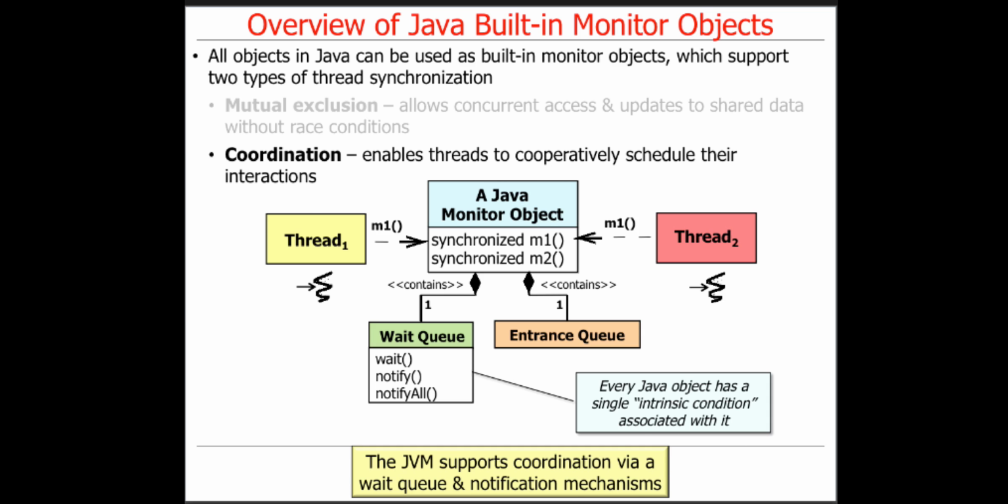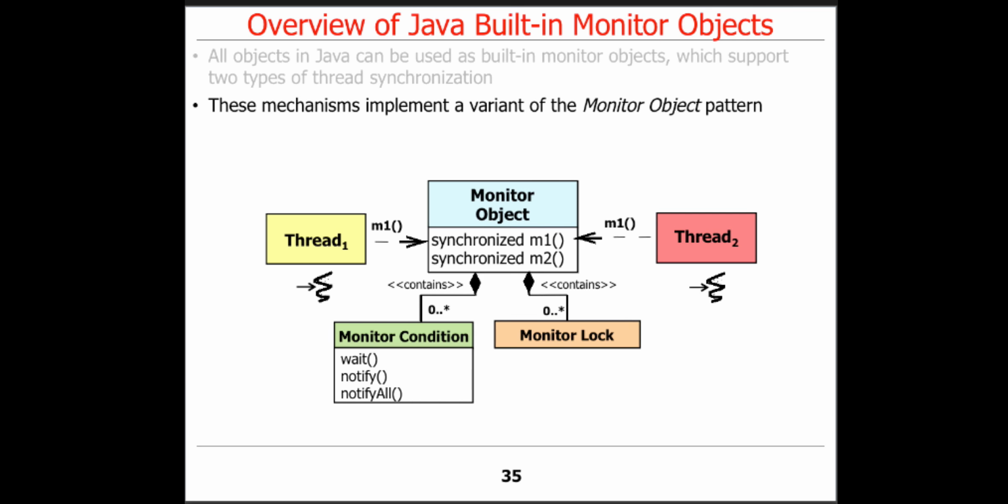They don't call it this in the documentation, but you could call it the intrinsic condition. So you have an intrinsic lock, which is talked about a lot in the Java documentation. And every monitor object also has one and only one intrinsic condition, which is typically called the monitor condition, as you'll see in a second. OK, so that's basically the structure of how all this stuff works.